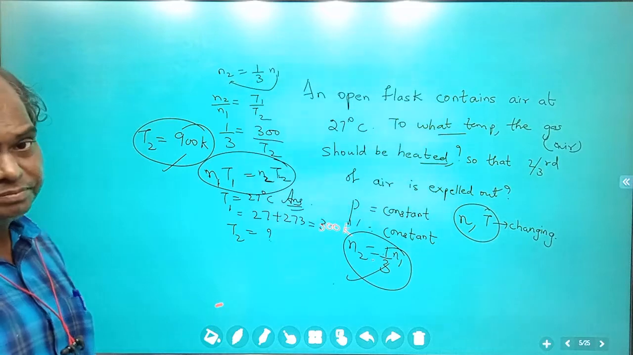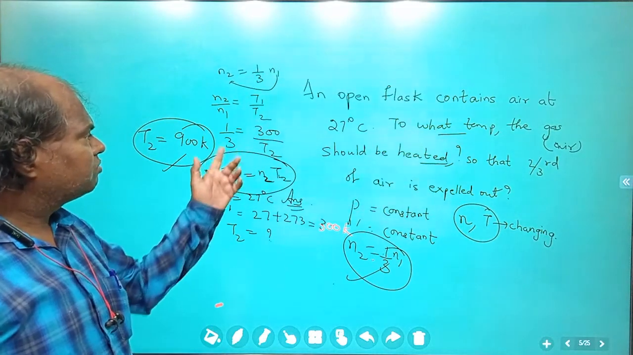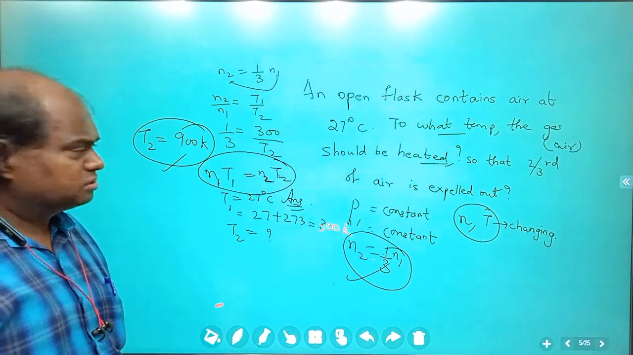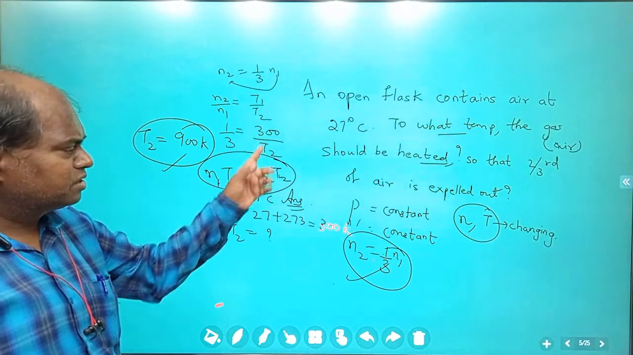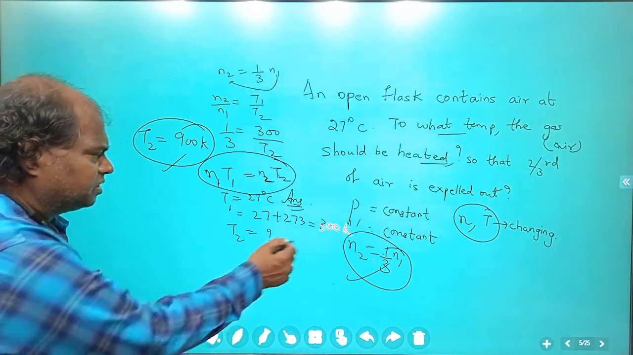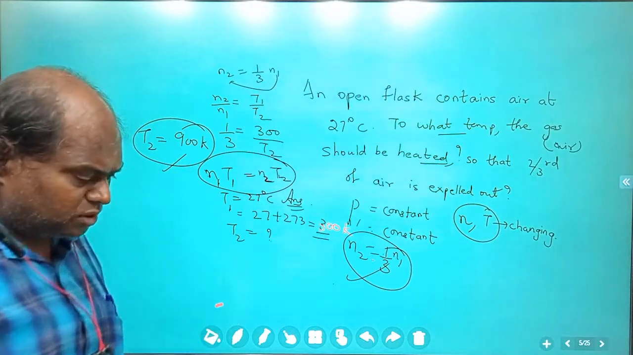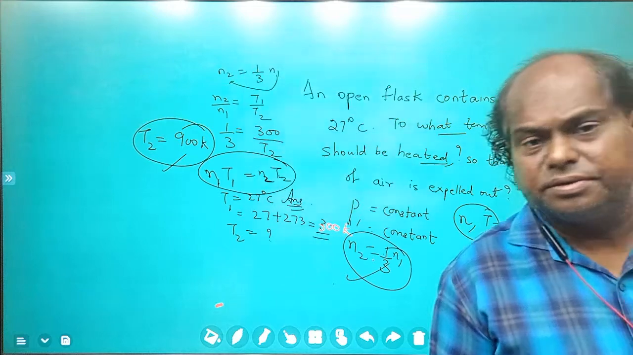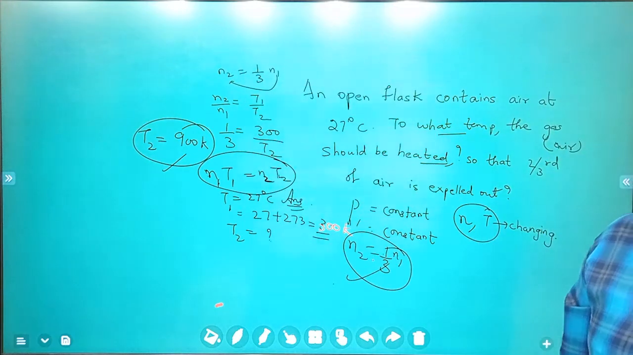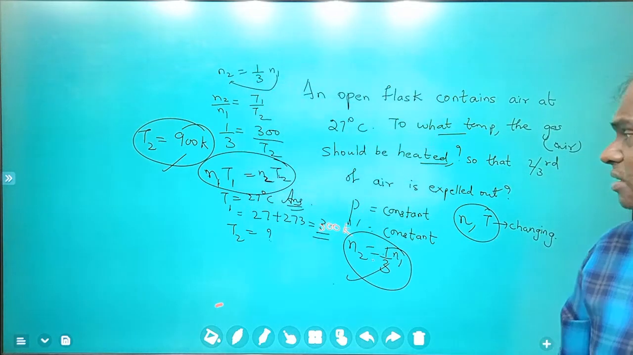Clear? So N2 by N1 is 1 by 3, 300 by T2, right? Clear? You know T1 is 300. Yes. So you'll get 900, right? Okay. That's the final answer, 900. That means you have to heat up to 900 so that 1/3 remains, 2/3 is gone.